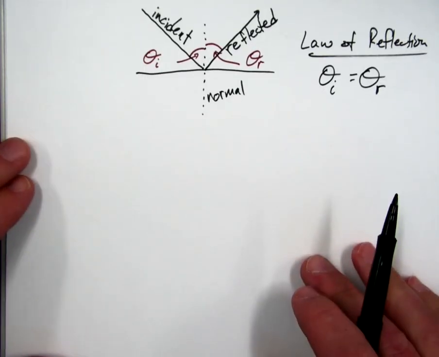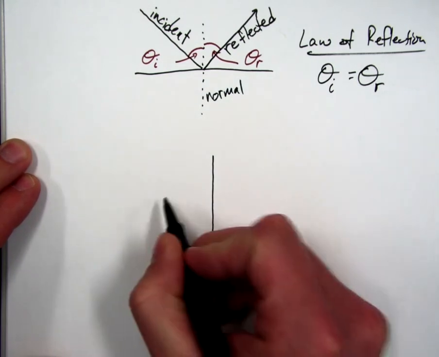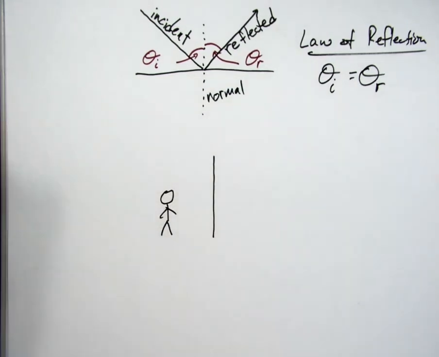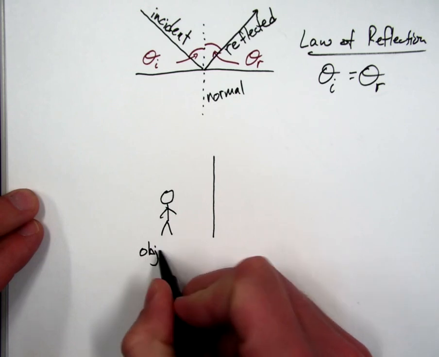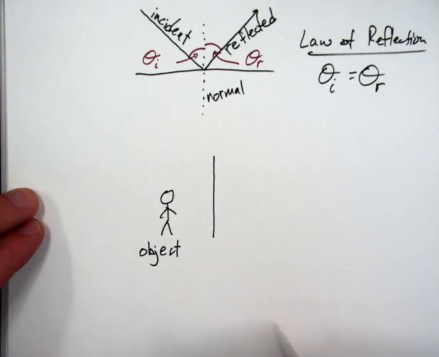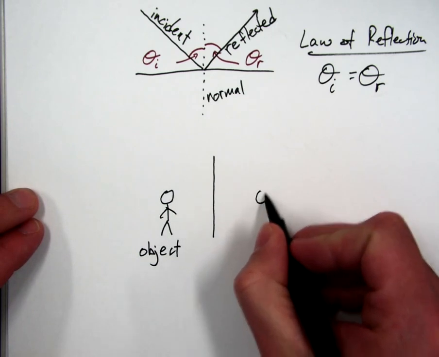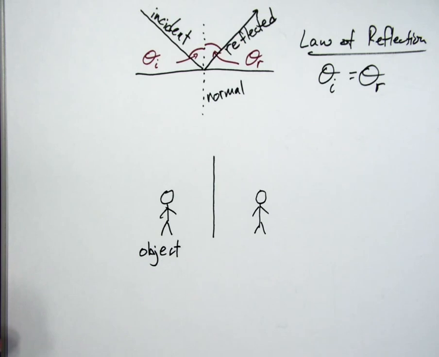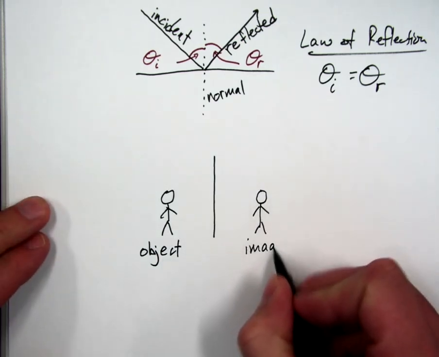Well, if we're looking at a mirror face on, here's a mirror. Here's somebody looking in the mirror. The source of light that strikes the mirror is called the object. And when that light reflects off the mirror, there will be an image formed behind the mirror. And so this is called the image.